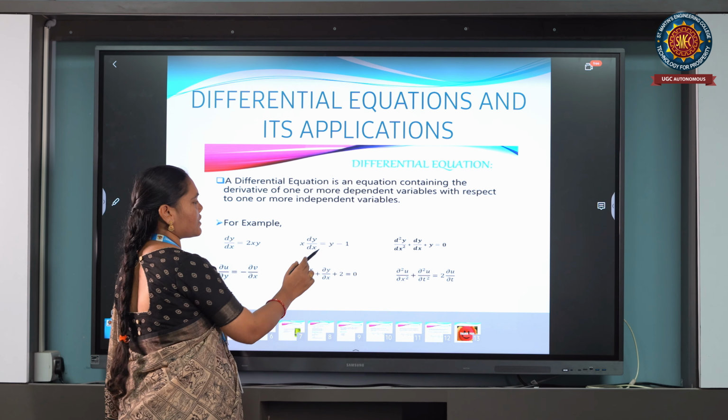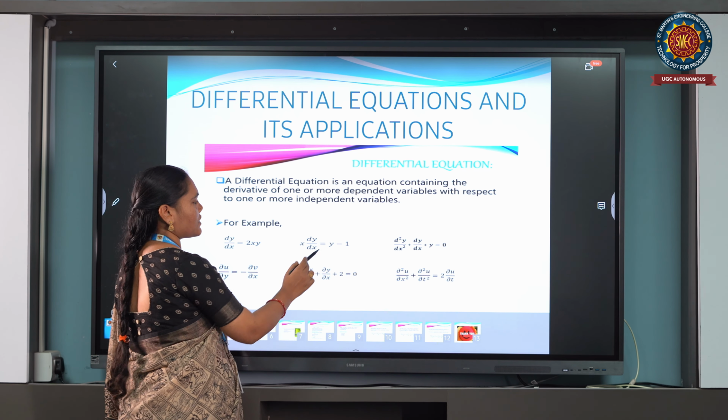Okay, next let us enter into the types of differential equations. Very important concept. There are two types of differential equations. One is the ordinary differential equation, the second is the partial differential equation. The definition of an ordinary differential equation: an equation containing only ordinary derivatives of one or more dependent variables of a single independent variable is called an ordinary differential equation.